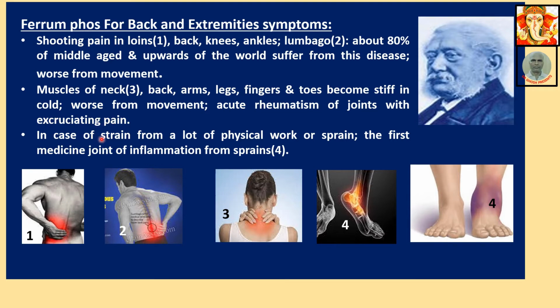In case of strain from a lot of physical work, and sprain, the first medicine for joint inflammation from sprain, first medicine, is always Ferrum phos. It is also for the joint.